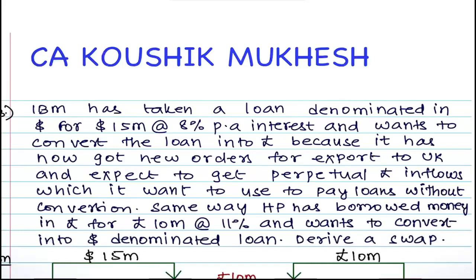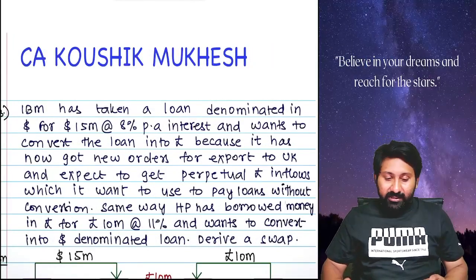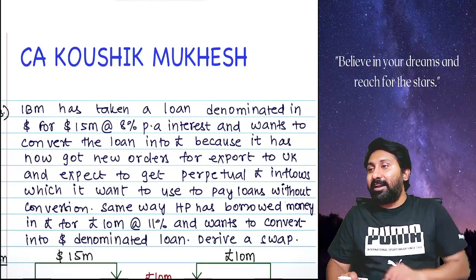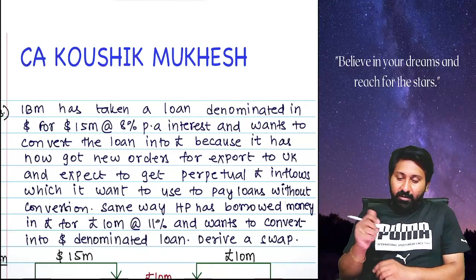Okay, here IBM has taken a loan denominated in dollar for 15 million at 8% interest. It wants to convert the loan into pounds because it has now got new orders for export to UK and expects to get perpetual pound inflows, which it wants to use to pay the loans without any conversion. Same way HP has borrowed an amount in pounds, 10 million pounds at 11%, and wants to convert into a dollar denominated loan. Derive a swap. In the previous question they didn't ask for the lender's original position, I had drawn it, but here they have given it clearly.